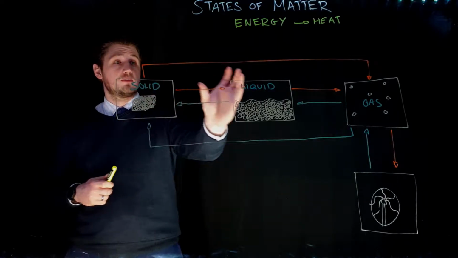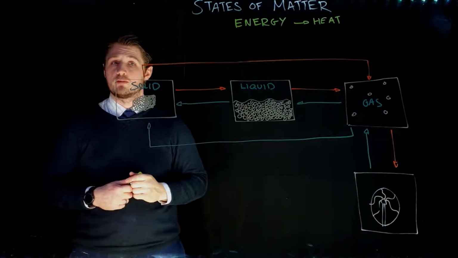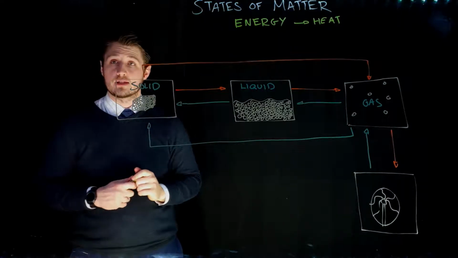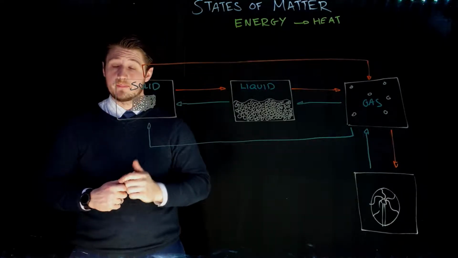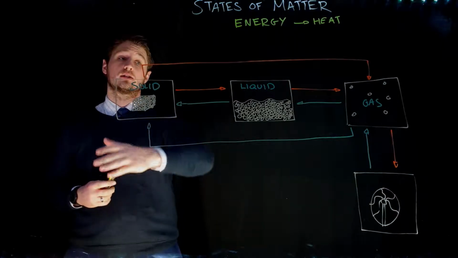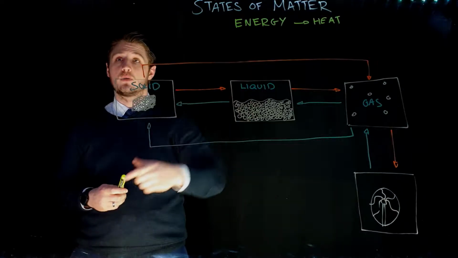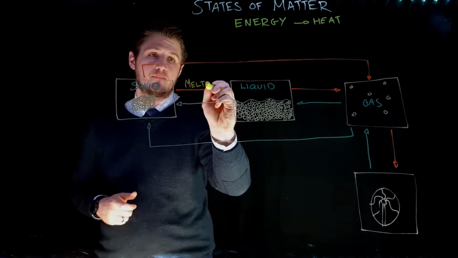To go from an ice cube to a liquid, we know we just need to leave it out at room temperature, because water at 0 degrees Celsius is a solid. Any temperature above that, it'll start to melt. And the process of going from a solid to a liquid is known as melting.